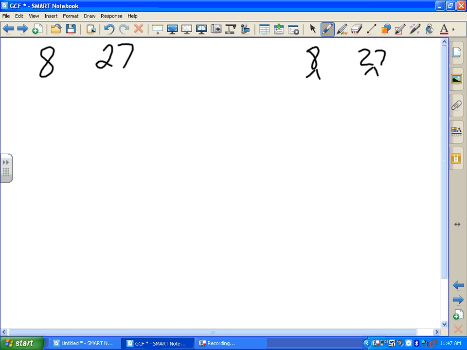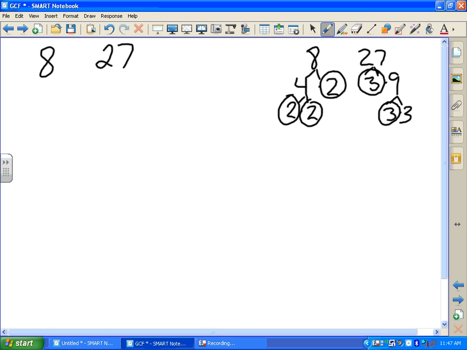8 we know is 4 times 2. We know 2 is prime, 4 is even, so it's got to be broken down into 2 times 2. 2 is prime, 2 is prime. 27, I know I take 3 times 9 to equal 27. I see I have a prime number in 3, and 9 is 3 times 3. So 8 equals 2 times 2 times 2. 27 equals 3 times 3 times 3.